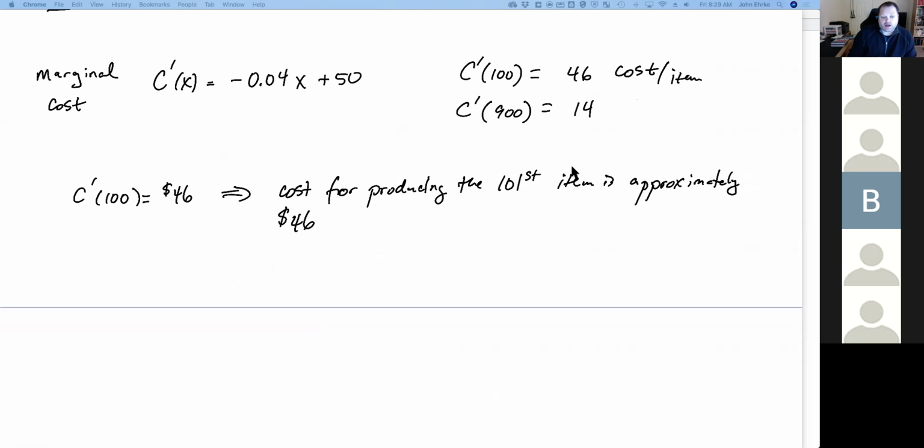I want to talk about average cost real quick. So what is the average cost at 100? And what is the average cost at 900? And how do they relate to what we just calculated together, the marginal cost? Is there any relationship between these two things? In fact, are they even the same thing? So that's what we want to discuss. I'm going to go back to Desmos for this.